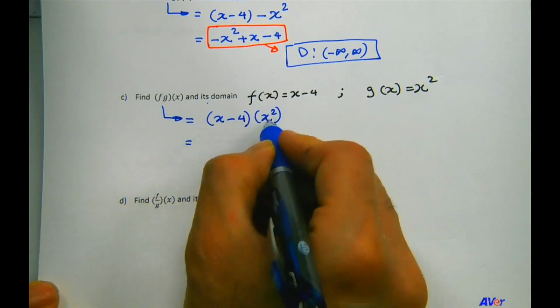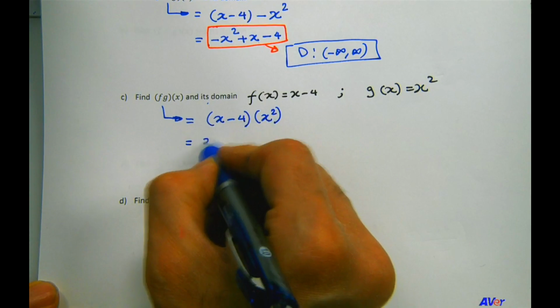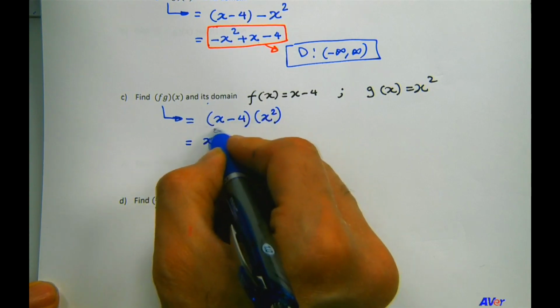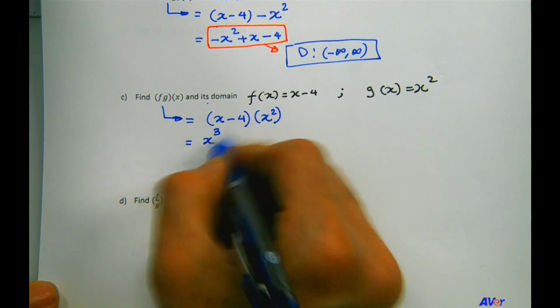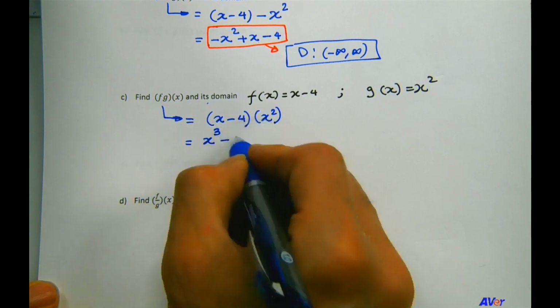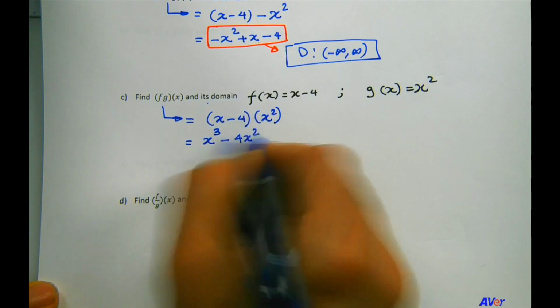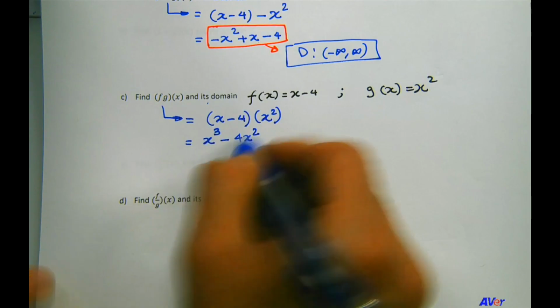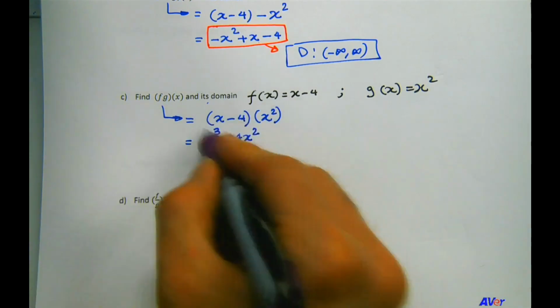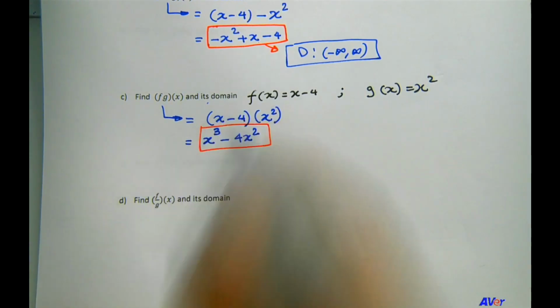Okay, so x squared times x, we're going to distribute, right? X cubed minus 4 times x squared. And everything is in the descending order of power. So this is, in fact, our combined function.